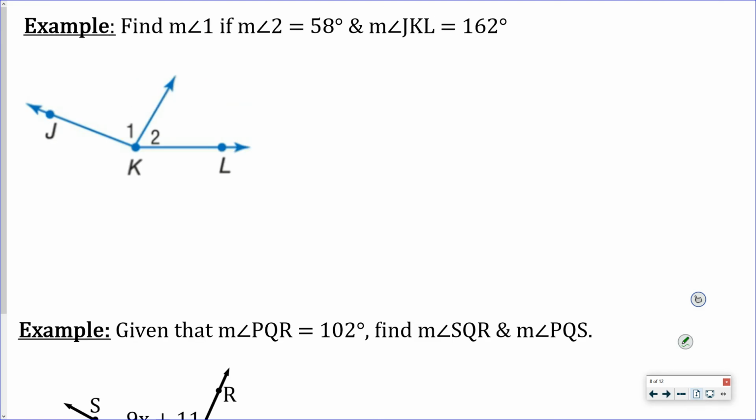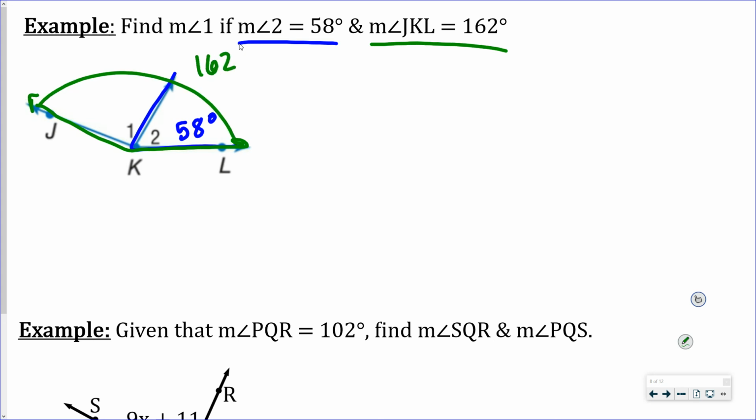Try an example. Find the measure of angle 1 if measure of angle 2 is 58 degrees and measure of angle JKL is 162 degrees. It's not asking me to prove anything. It's not asking me to justify each step. So we don't need to do a 2-column proof here. Okay? We're just going to notate off to the side technically what postulates we're using, but we would tackle this just like you guys did in chapter 1. We know the measure of angle 2 is 58 degrees. And we know the measure of JKL, which is this big one, is 162.